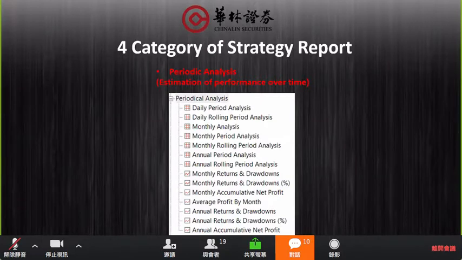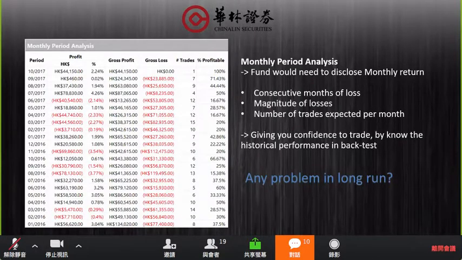In periodic analysis, actually, there's not much that we have to talk about. It's just telling you the performance over time, especially when you can see it on a monthly basis. For example, if I invest, I see a monthly return like this. Because most of the time, if you are operating a hedge fund or some private fund, you have to disclose your monthly return to your investors.